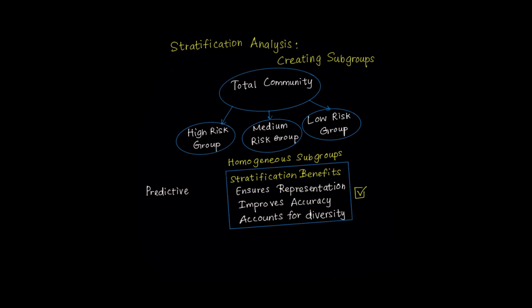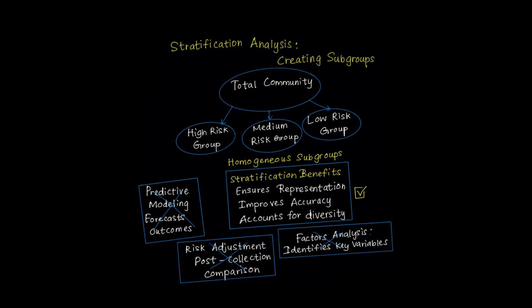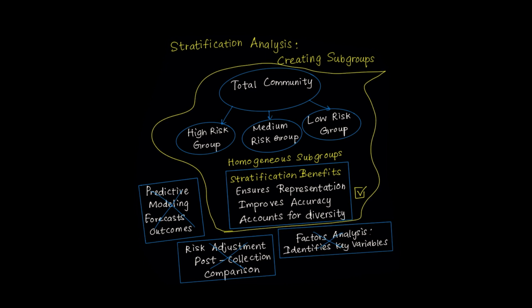Predictive modelling uses algorithms to forecast future outcomes, not to divide populations for sampling. Risk adjustment enables fair comparisons by statistically controlling for patient complexity after data is collected, not by dividing populations beforehand. Factor analysis identifies important variables in complex data sets, different from creating homogeneous sampling groups. Stratification is particularly valuable when studying diverse populations, where different subgroups have very different characteristics or needs.